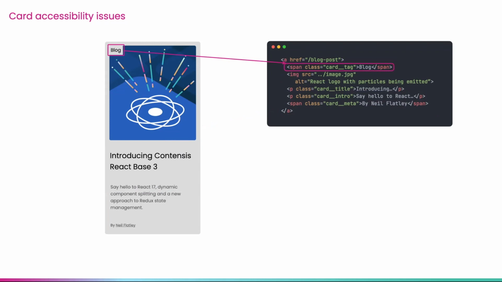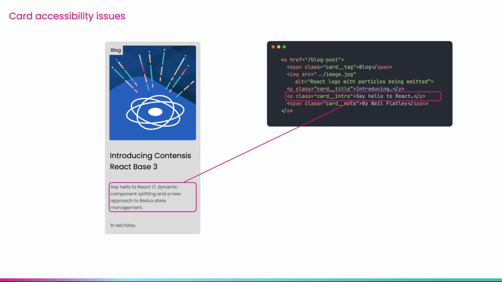We've got a span with a class of card tag, and that's just to hold the blog tag text. An image, and we've got some alt text in there, like "the React logo with particles being emitted." And then, slightly, this might ring some alarm bells, we've got a paragraph which has the card title in there. We'll have a look at all of these in more detail, but it's not as clear cut as to what that should be. It sounds like it should be a heading, and it probably is going to be a heading, but it's not necessarily guaranteed that that's the right thing to do.